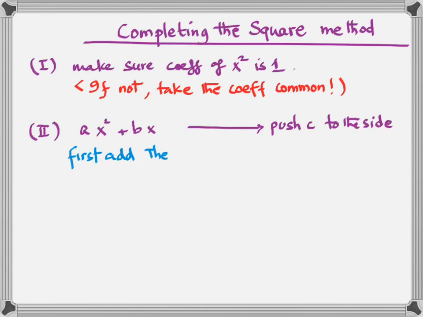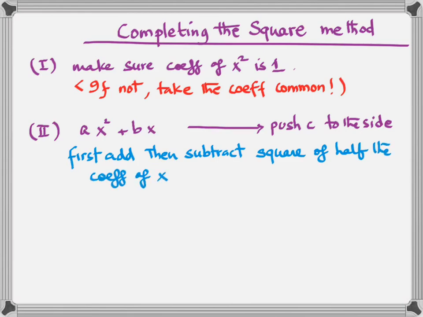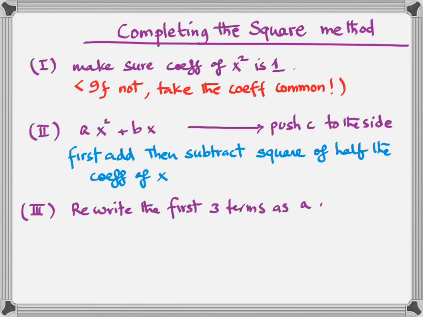First add, then subtract the square of half the coefficient of x. And now we are dealing only with the coefficient, and the example would come a bit later. Now the first three terms, ax square plus bx plus that constant square, you compress it.